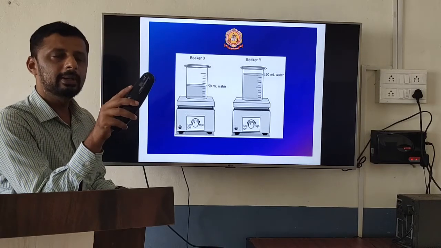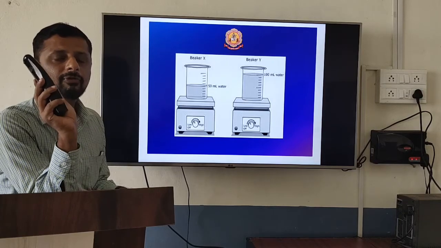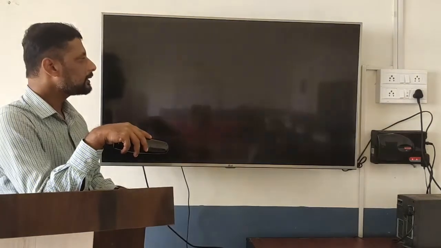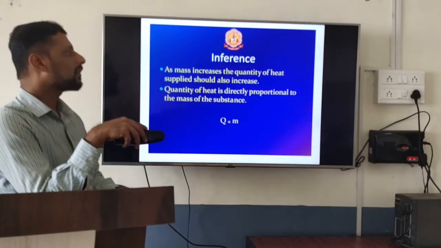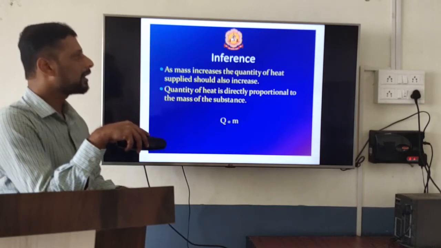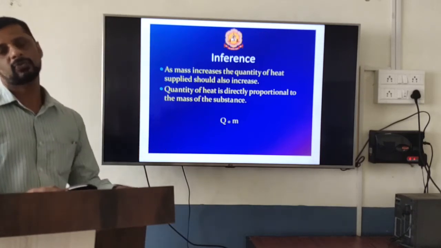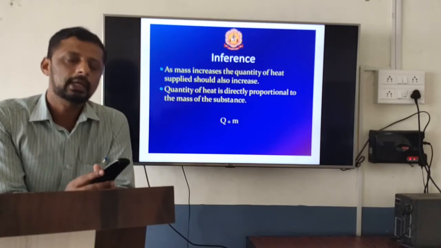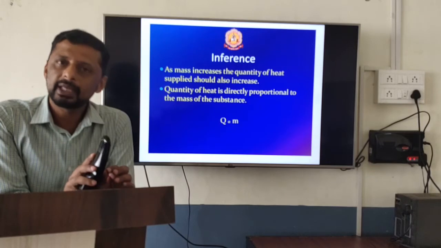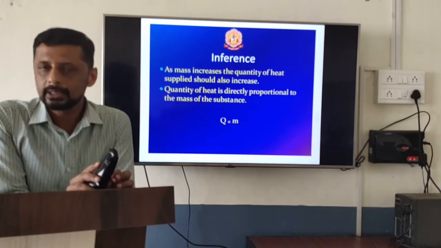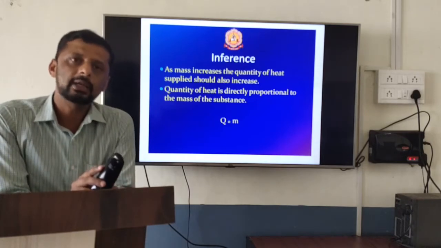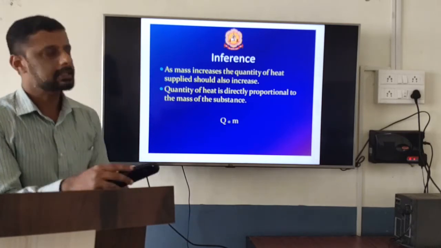So if both the beakers should attain the same temperature, you should supply different quantities of heat. Therefore, as mass increases, the quantity of heat supplied should also increase. Quantity of heat is also directly proportional to the what, mass of the substance. One beaker contains less water, another contains a large amount of water, which indicates that if you want to raise the temperature by an equal amount, the quantity of heat energy supplied should be different.